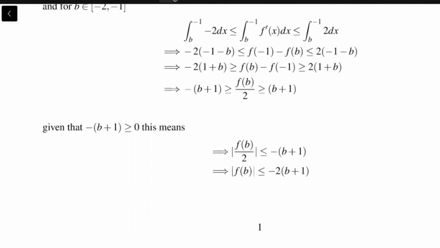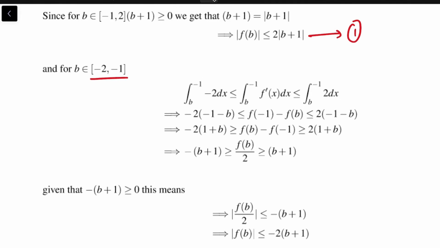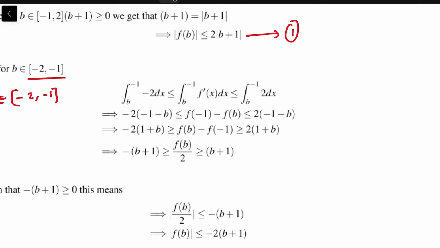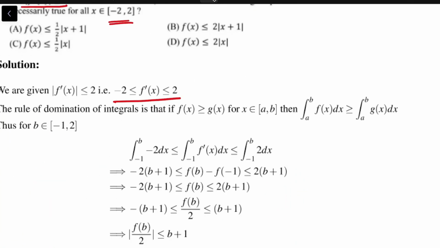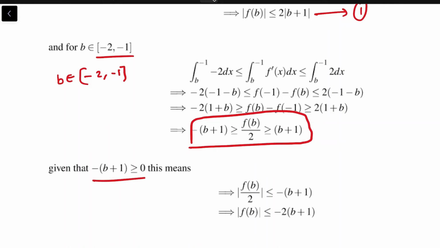Secondly, we now take the second interval, which is minus 2 comma minus 1, and again we take a b belonging to this interval as the lower limit of the integration. So in the rule of domination of integrals, with the same inequality that f dash of x is between minus 2 and 2, we integrate on both sides and we obtain, after a lot of reduction, this inequality. But this is greater than or equal to 0.